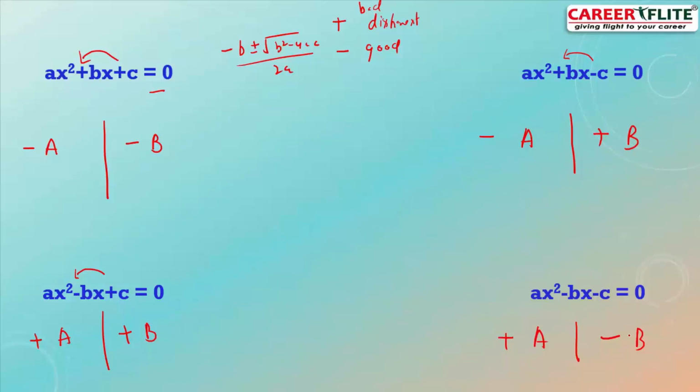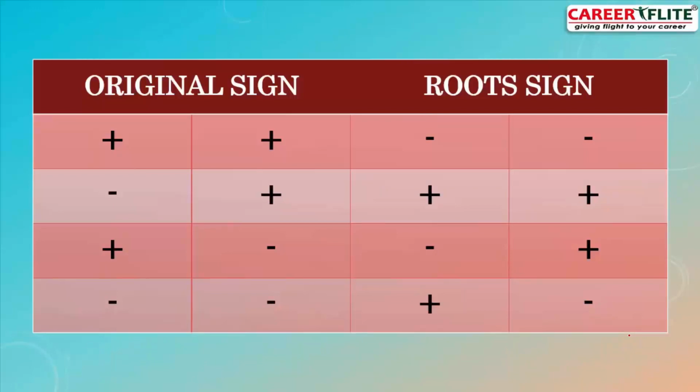If you can't remember this trick, you can also do one thing: you can just learn it by heart. If the signs are plus plus, it will be minus minus. Root sign, original sign is plus plus, so the root sign will be minus minus. If it is minus plus, it will be plus minus. The greater root will be plus, the smaller root will be minus. This side is always the greater root.